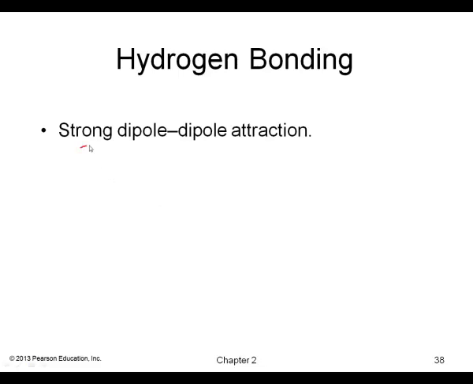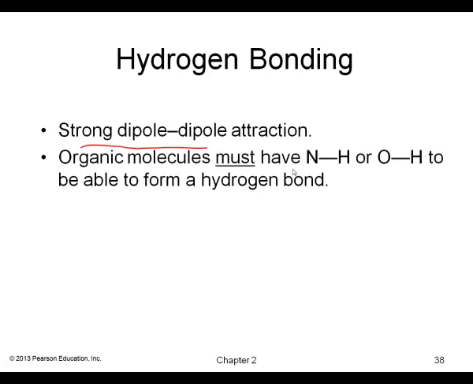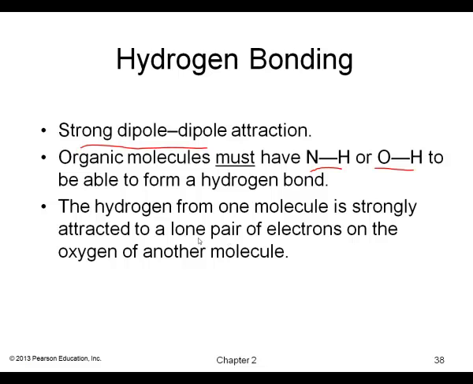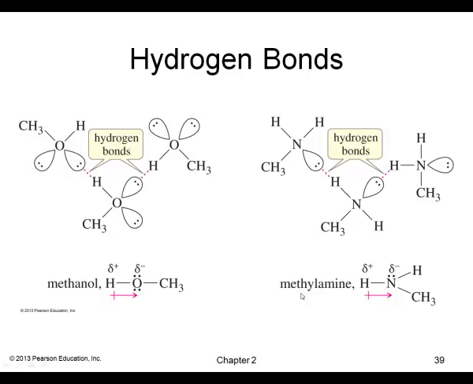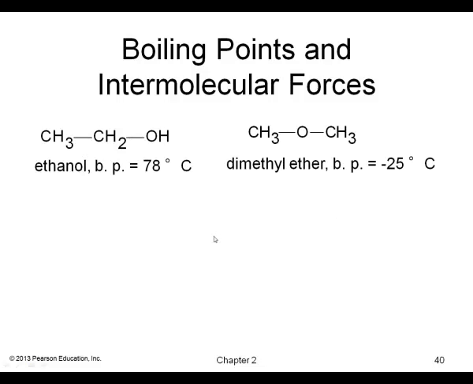Okay, hydrogen bonding, it's a relatively strong dipole-dipole attraction where we have hydrogen on nitrogen or oxygen. Okay, so alcohols tend to have higher attractions or stronger hydrogen bonding than NH bonds. Okay, so here's an example of hydrogen bonding between molecules. Here you can see this has a higher boiling point than this dimethyl ether. Why? Because this can have hydrogen bonding. The ether has no opportunity to hydrogen bond because there's no hydrogen on this oxygen.